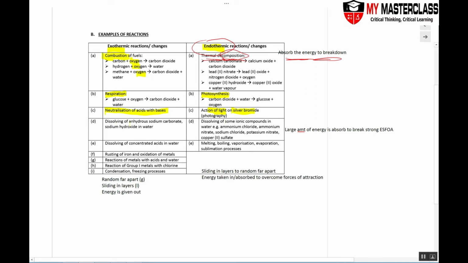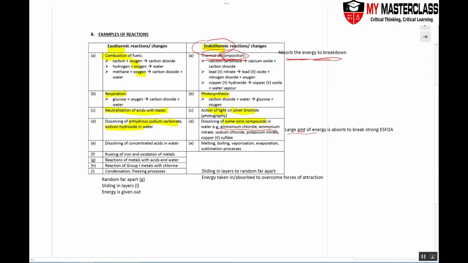Dissolving substances. Dissolving anhydrous sodium carbonate, dry sodium carbonate and sodium hydroxide is exothermic. Then dissolving ionic compounds. All your ionic compounds, and especially the ammonium compounds over here, we have to remember. Whenever you see ammonium something, you touch the test tube, it will feel a little bit cold. Endothermic.